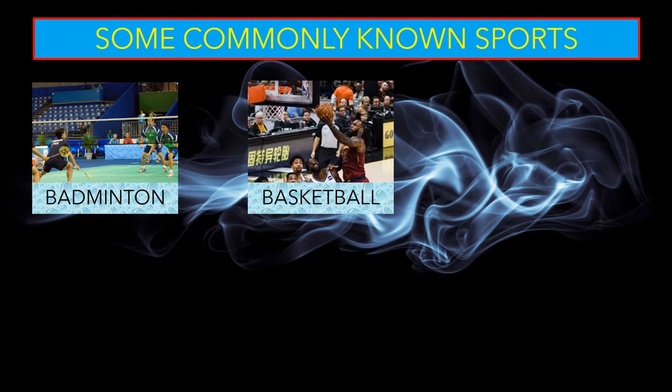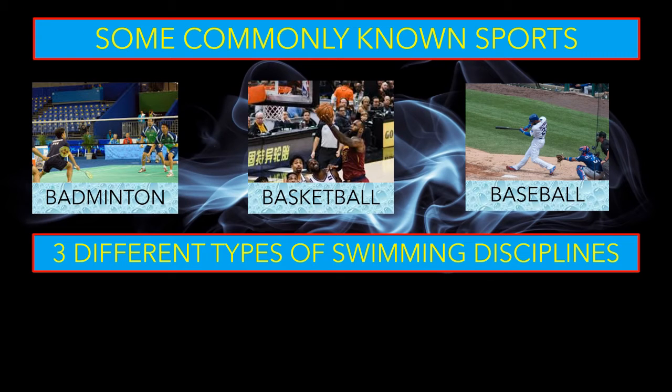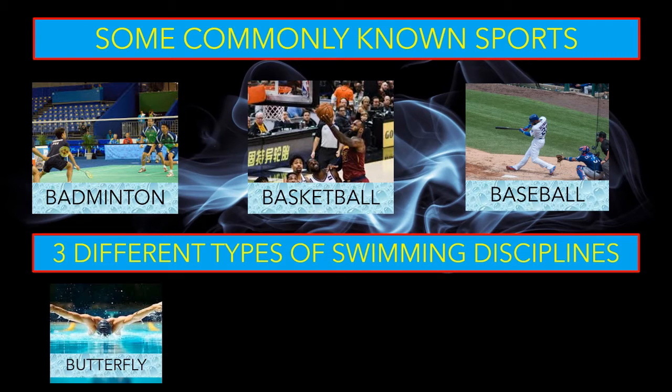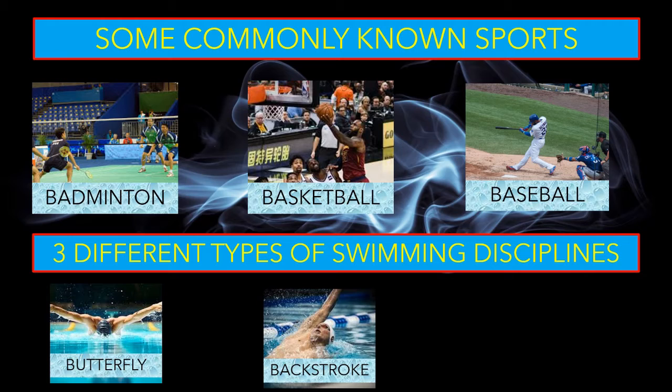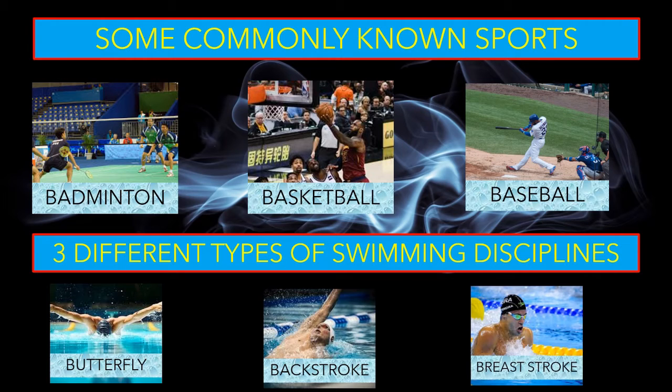Moving ahead with B. We have some commonly known sports such as badminton, basketball, and baseball, and the three swimming disciplines: butterfly, which is swum on the breast with both arms moving simultaneously, accompanied by a dolphin kick; backstroke, which is a swimming stroke performed on the back; and breaststroke, which is performed with the swimmer with his chest forward and facing towards the bottom of the pool.